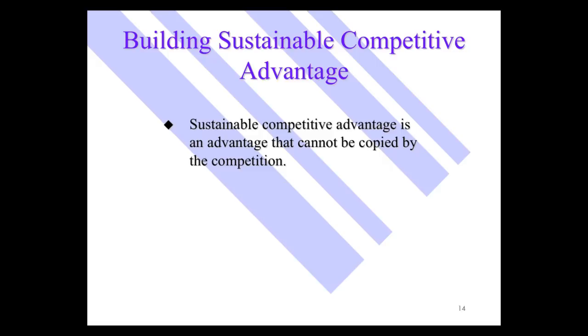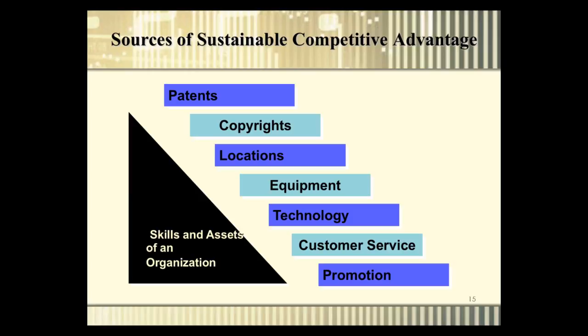But you want to have a sustainable competitive advantage, something that you can do that can't be copied by the competition. Now, where could that competitive advantage come from? Well, it could come from a patent. That's a great example of a competitive advantage, or other intellectual property like copyrights. It could come from technology. It could certainly come from a promotion.